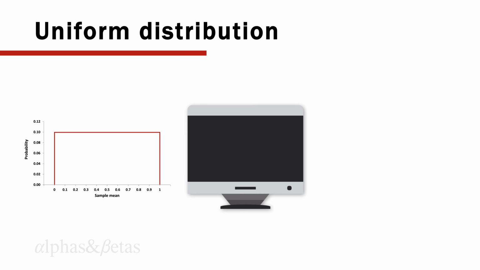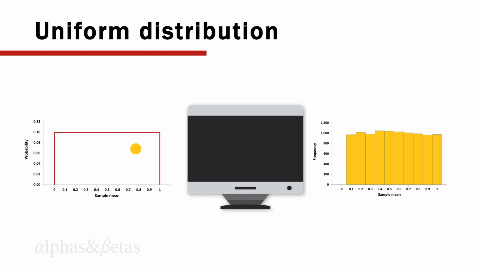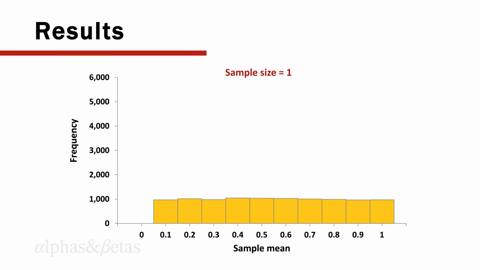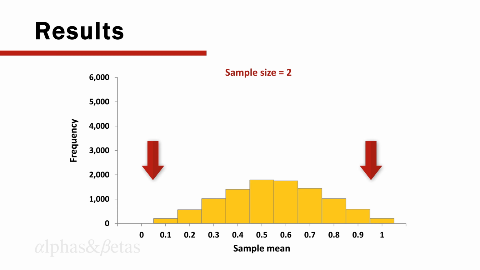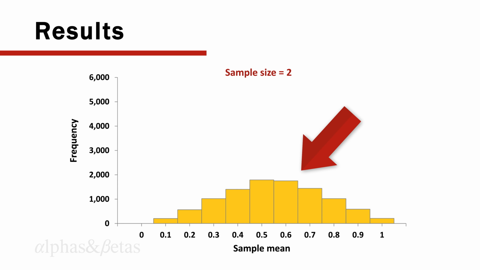Let's consider a random variable that follows a uniform distribution between 0 and 1. We ask the computer to draw a random sample of 10,000 observations. This is the sampling distribution for a sample size of 1. What if we draw 2 observations at a time and average them? This is the sampling distribution for a sample size of 2. For the average to be close to 0 or 1, both observations need to be close to 0 or 1, which is unlikely. You're more likely to get a mix of high and low values, so you end up with a little mountain in the middle.